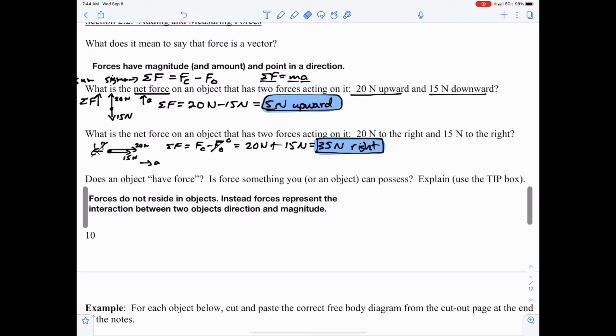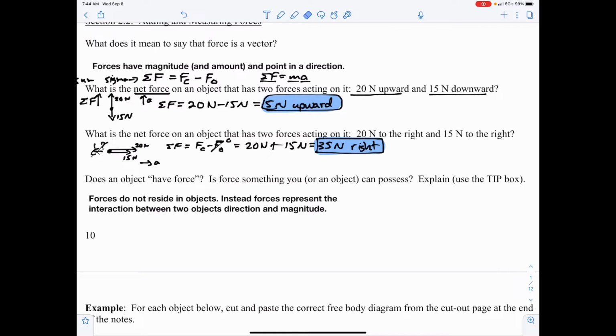Does an object have force? No, objects do not have forces. They do not contain forces. Forces do not reside inside of objects. Forces represent the interaction between two objects or more than two objects.